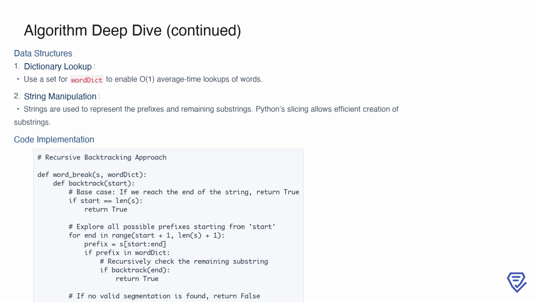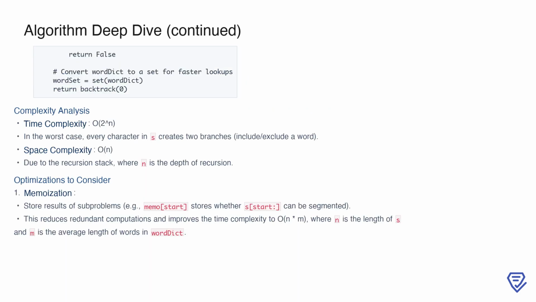The function word_break defines a helper function called backtrack that takes the starting index of the substring we're currently examining. The base case is simple: if we reach the end of the string, we return true, as this means the string can be fully segmented. Inside the function, we iterate over all possible end indices to extract prefixes, checking each one against the dictionary. If a prefix is valid, we recursively call backtrack on the remaining substring. If one of these recursive calls returns true, we propagate that success back up. If no valid segmentation is found after exploring all possible prefixes, the function returns false.